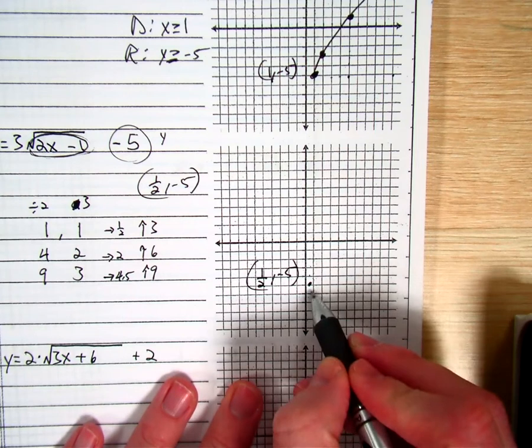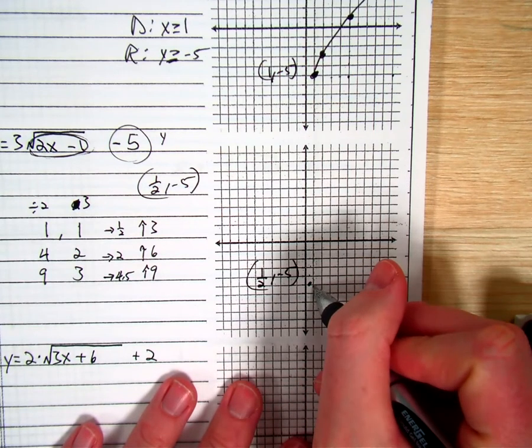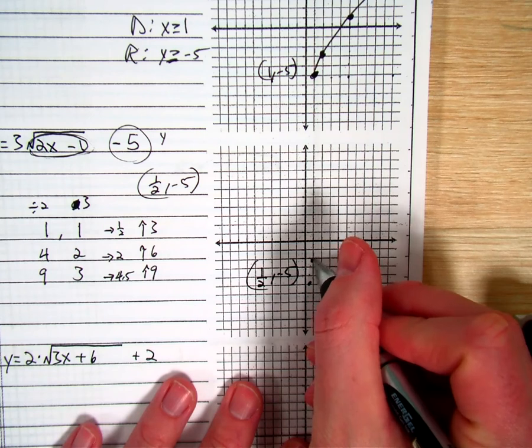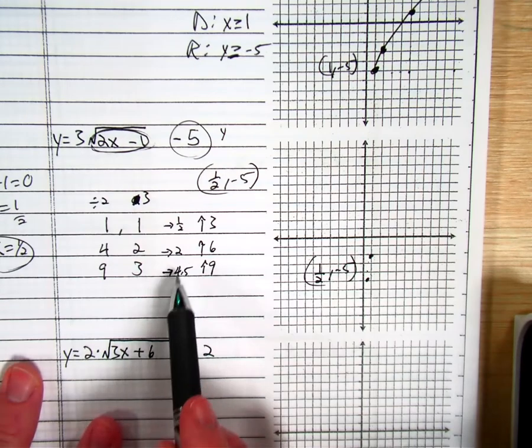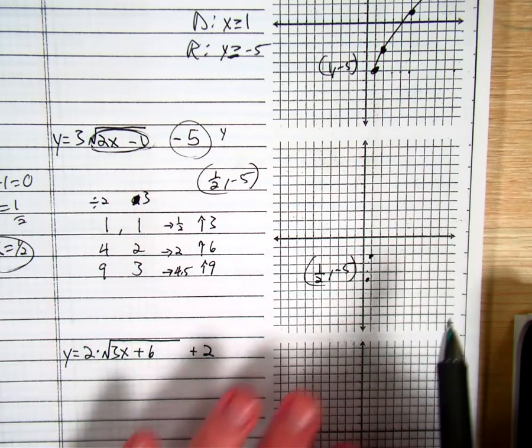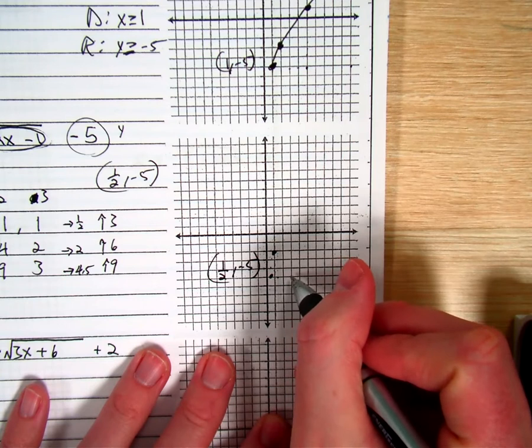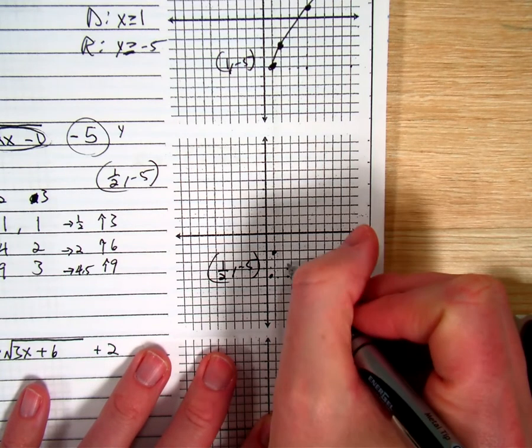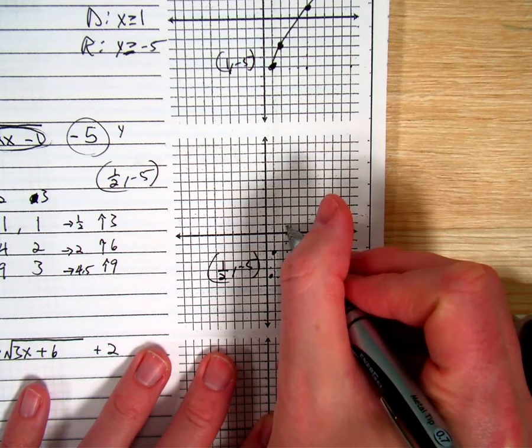Okay, so over a half, up 3. It's actually not too bad because we're starting at a half. So over a half puts me onto 1. Up 3: 1, 2, 3. Over 2, up 6. So we're at 2.5. And then up 6: 1, 2, 3, 4, 5, 6.